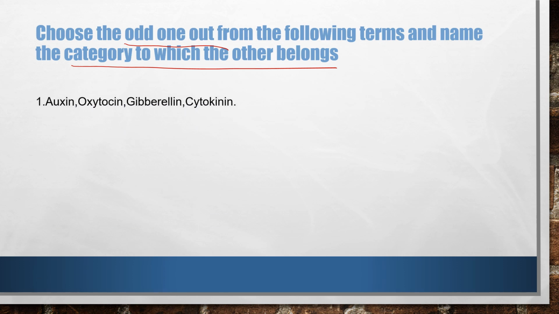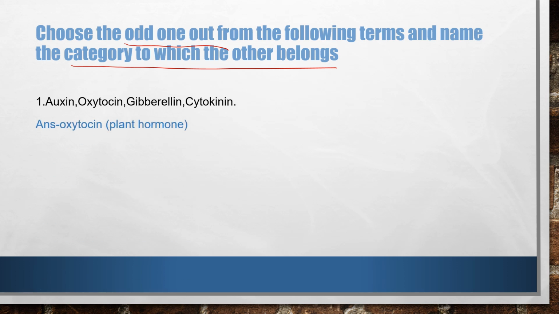Now we have got 4 names: auxin, oxytocin, gibberellin and cytokinin. So which one should be the odd one out? Just think for a while before I give you the answer. You should do a little bit of brainstorming, right? So think for a while. This is a lesson you have studied about both plant and animal hormones. So think about it and which one is the odd one out.